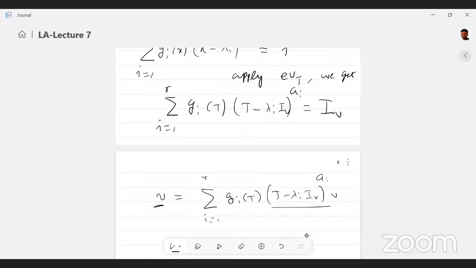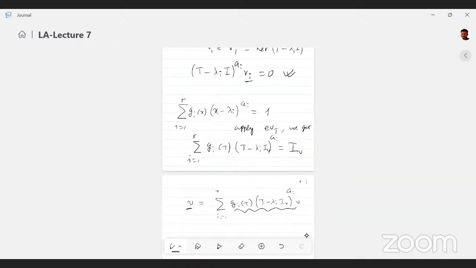But the problem is, if I want to call each summand vi, it should be killed by (T minus lambda i) power ai. But that is not the case here. So this is not the correct choice. If I want it to be killed, then I need to take something else here. What should I take? That is the question.